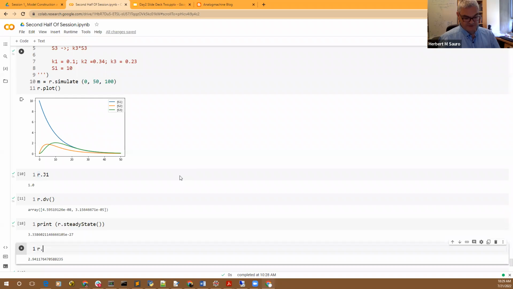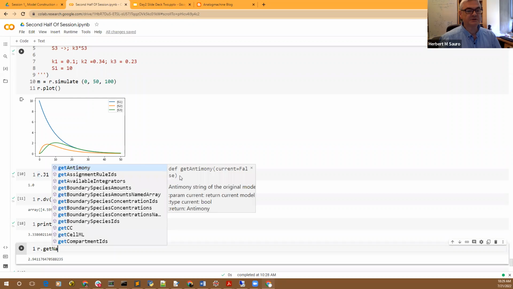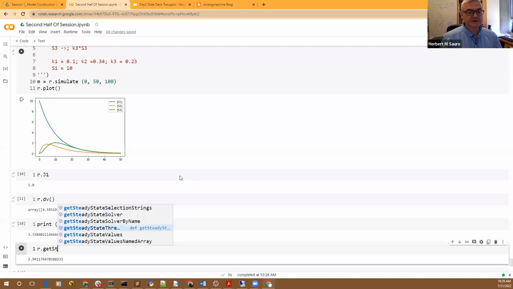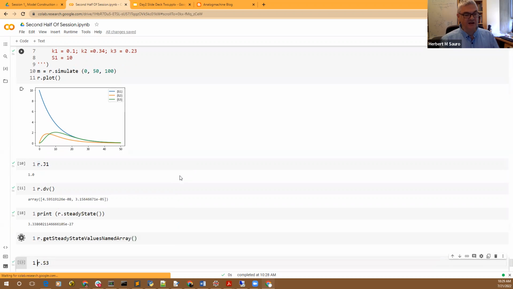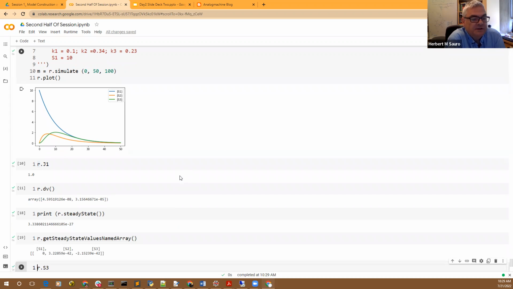So in fact, there's another one. Let me see. Here we go. There's another method called get steady state values named array that will compute the steady state and return all the other concentrations. So in this case, because the system is closed, everything is 0.